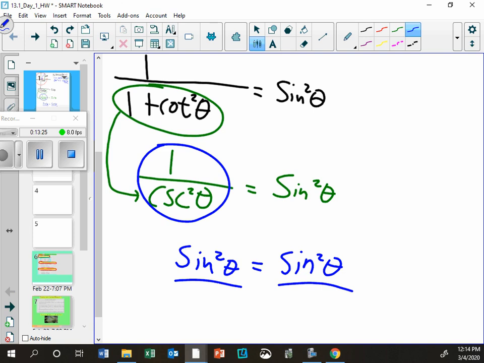Just like last time. I don't know if you remember that, but last time when we had to prove stuff, you had to come up with exactly this equals exactly that. It has to be the same on both sides. And every step in between has to be a fact. 1 over cosecant is sine.